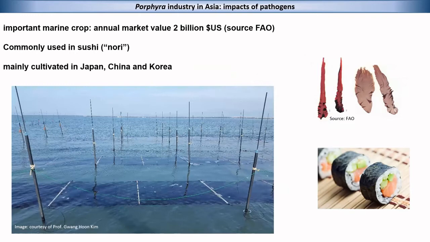When talking about seaweed pathogens and their impact on aquaculture, a very prominent case is the Porphyra industry in Asia. Porphyra sensu lato is an important marine crop with an annual market value of around $2 billion US. It is commonly used as a food source, and you can find it in sushi, for example. The main producers are Japan, China, and Korea. Here is an overview of a Porphyra farm in Korea.